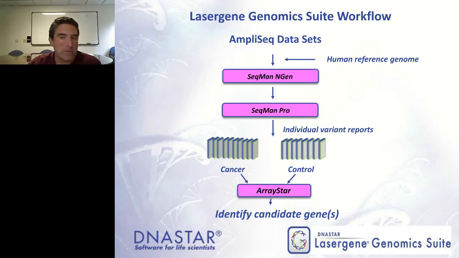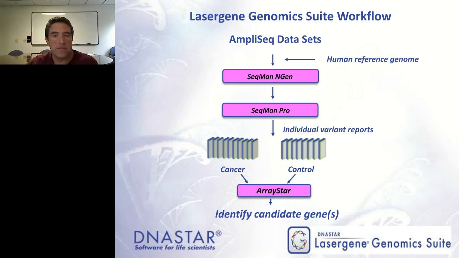Or we could go to ArrayStar. Or you might have another program that reads BAM files, and you might plug the BAM files into another program to do your analysis. But we're going to keep a linear flow. SeqMan Engine will do the assembly. SeqMan Pro allows us to visualize that assembly and do some SNP evaluation.